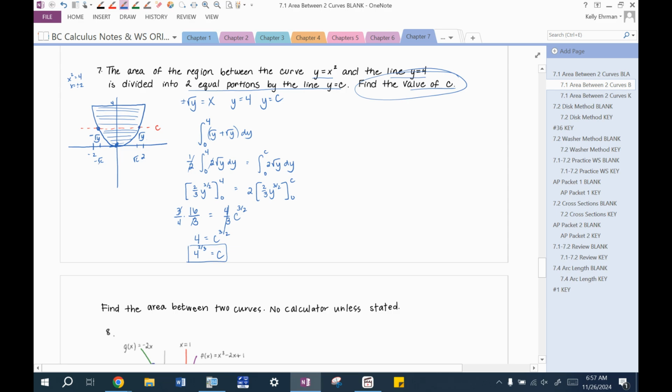use y equals c instead of trying to figure out what x value makes this equal to c. I think doing it in terms of x would be much harder.